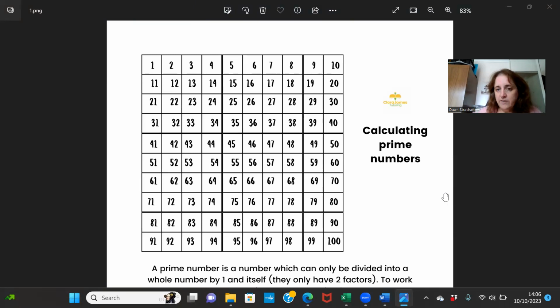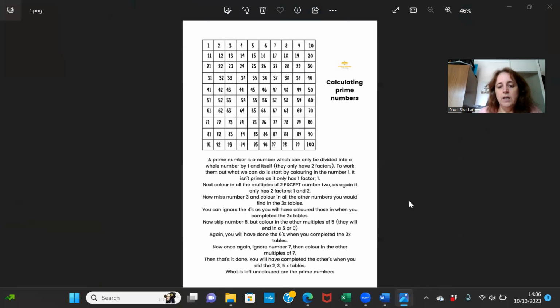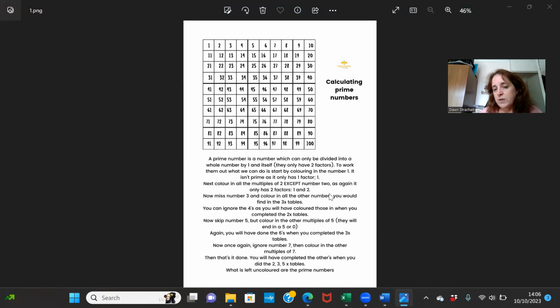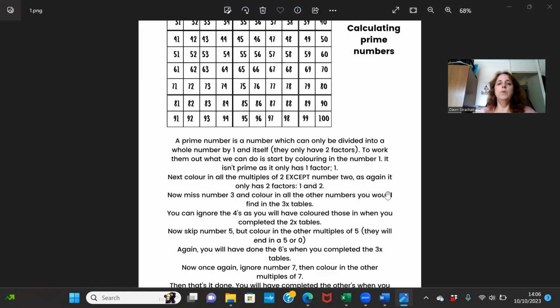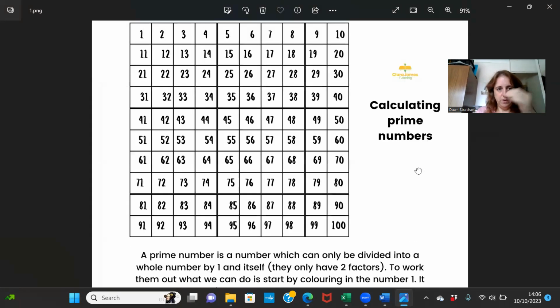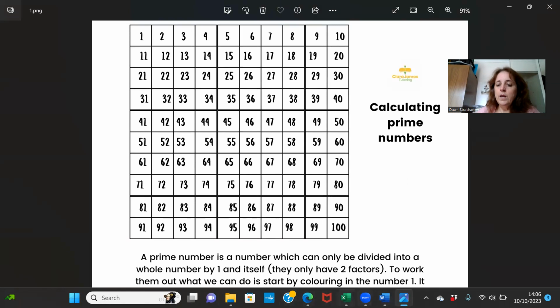So what I've done is I've popped this in there as a grid. It covers two sheets. The first one has the instructions on how to fill it in. The second one also has the answers. But what you do, I'll give you a quick run through, is prime numbers are numbers which only have two factors. And a factor is a number which will go into another number without leaving a decimal. So, for example, 4 is a factor of 8 because 4 times 2 is 8.